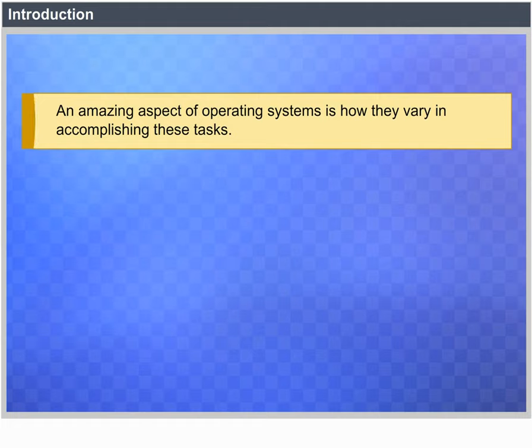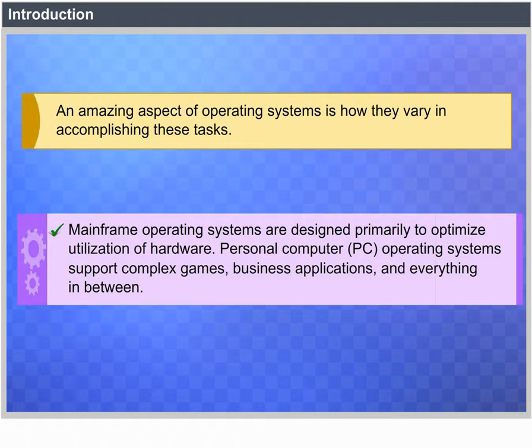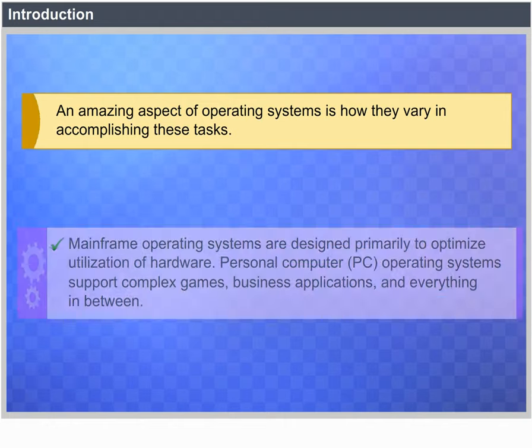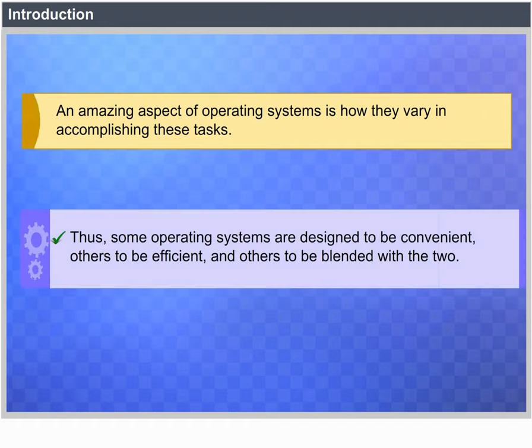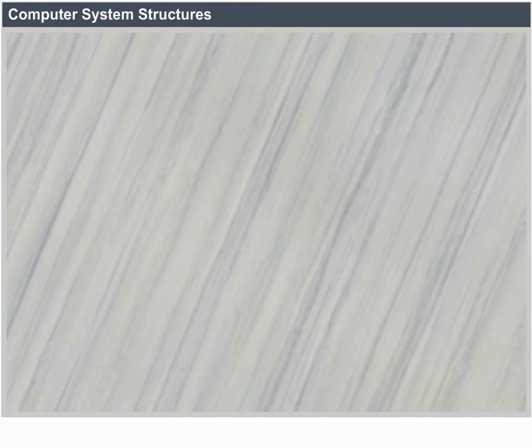An amazing aspect of operating systems is how they vary in accomplishing these tasks. Mainframe operating systems are designed primarily to optimize utilization of hardware. Personal computer, PC, operating systems support complex games, business applications, and everything in between. Operating systems for mobile computers provide an environment in which a user can easily interface with the computer to execute programs. Thus, some operating systems are designed to be convenient, others to be efficient, and others to be some combination of the two. Computer system structures.